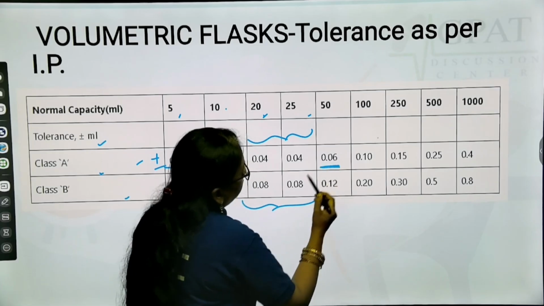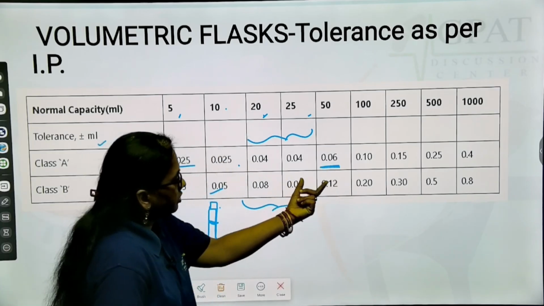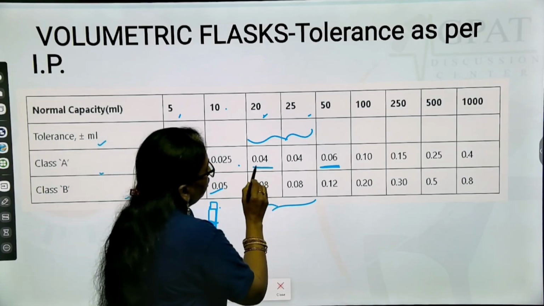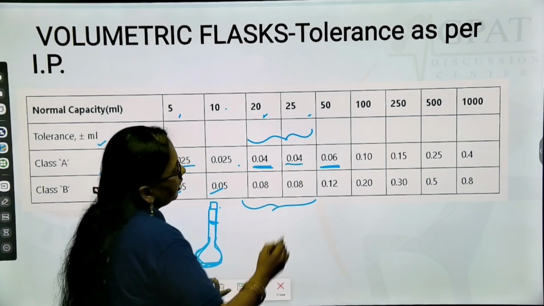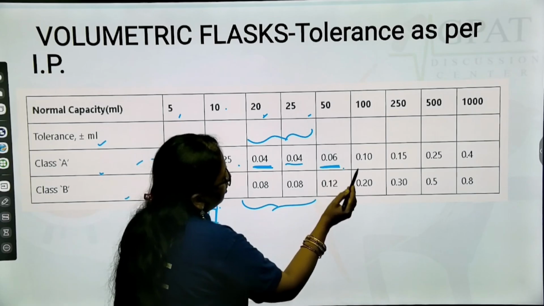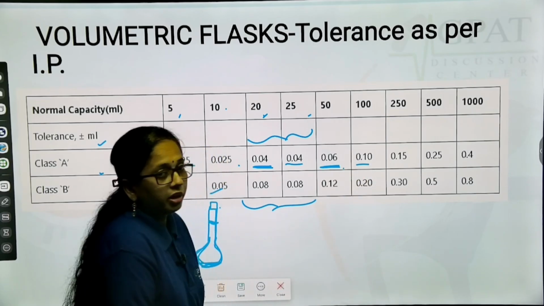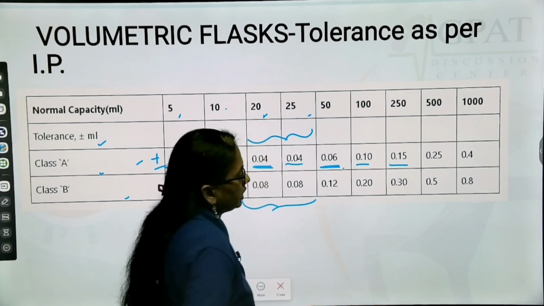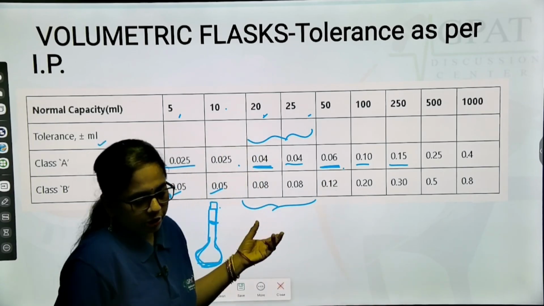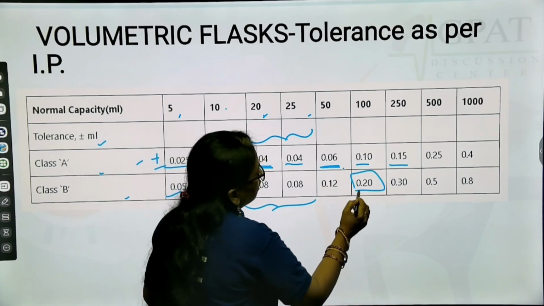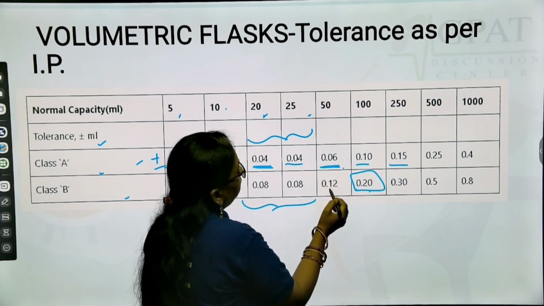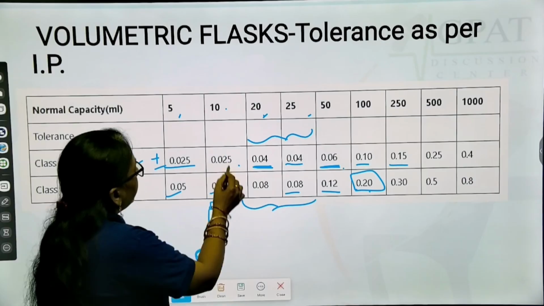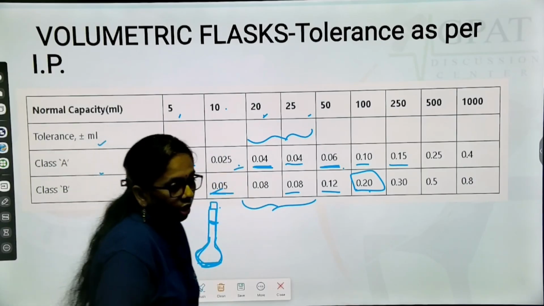For 50 ml, plus or minus 0.06 ml. So somewhat here you can see 20 ml 0.04, 25 ml 0.04, for 50 ml 0.06 you are going to see, and for 100 ml you see 0.1, whereas 250 ml 0.15, whereas for the class B grade you are going to observe 0.2 ml. So almost it is doubled. Here also for 50 ml it is doubled, 25 ml also it is double the case, and for 10 ml also the tolerance limit is almost double.